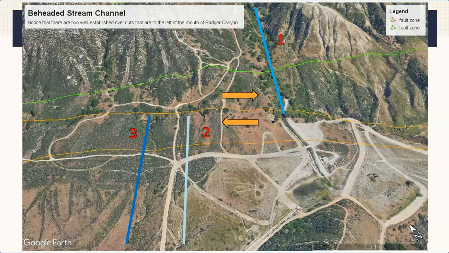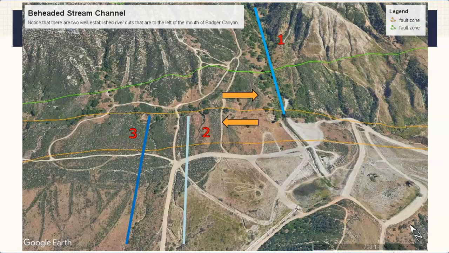At one point in time, Channel 1 was connected to Channel 3, but over time, the channel on the northeast side of the fault moved to the right relative to Channel 3. Channel 1 was cutting a new channel, which is Channel 2. But Channel 1 moved laterally to the right again. This is definitely evidence that there is lateral movement along the fault.